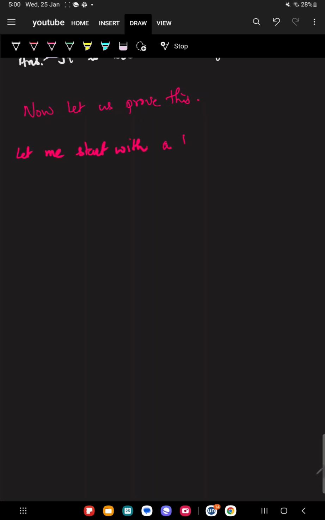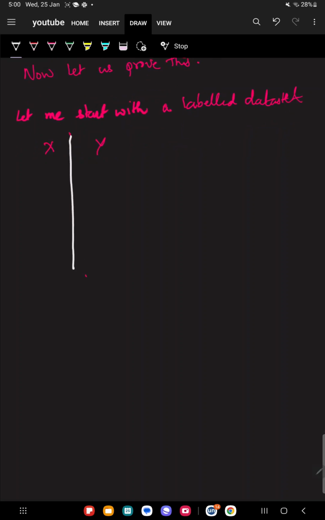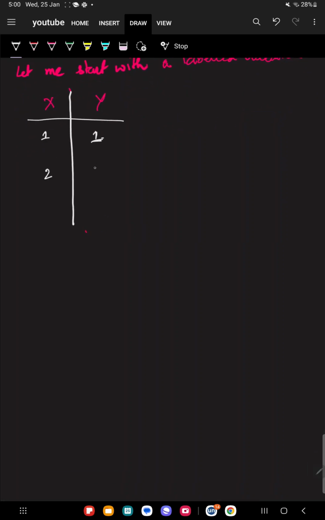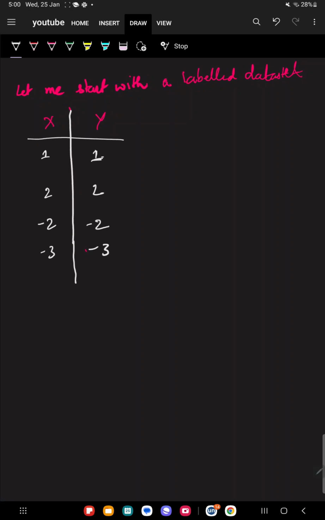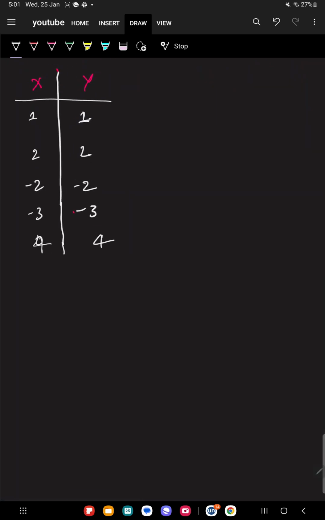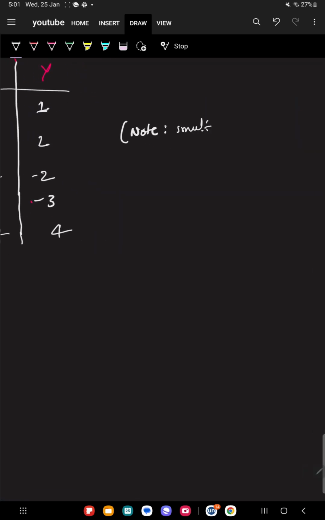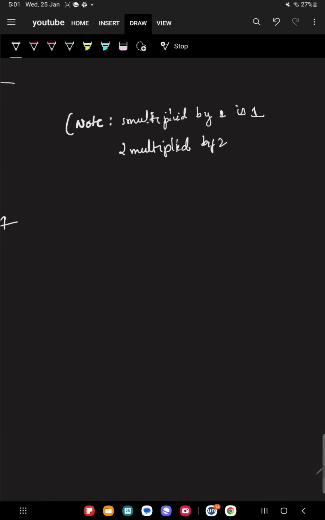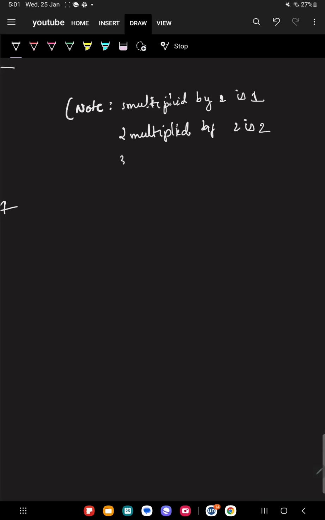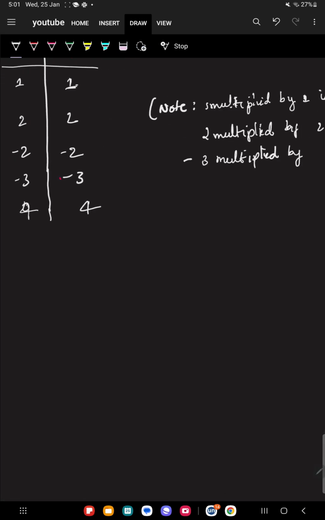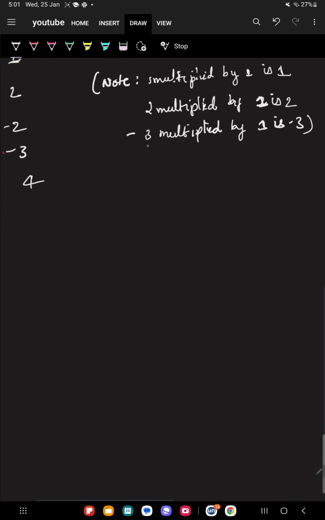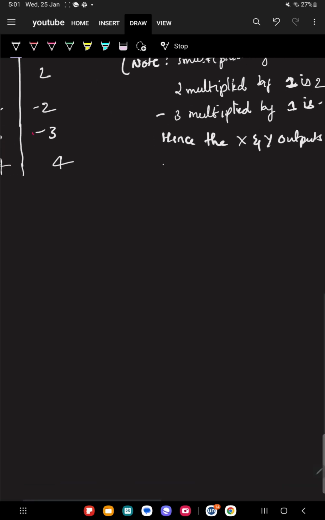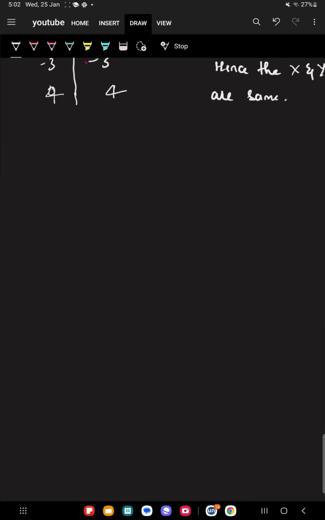We all know that machine learning is all about having the dataset and making intelligent predictions out of it. Let's say I have a dataset which looks something like this: (1, 1), (2, 2), (-2, -2), (-3, -3), and (4, 4). Note, 1 multiplied by 1 is 1, 2 multiplied by 1 is 2, -3 multiplied by 1 is -3, and hence x and y outputs are the same here.